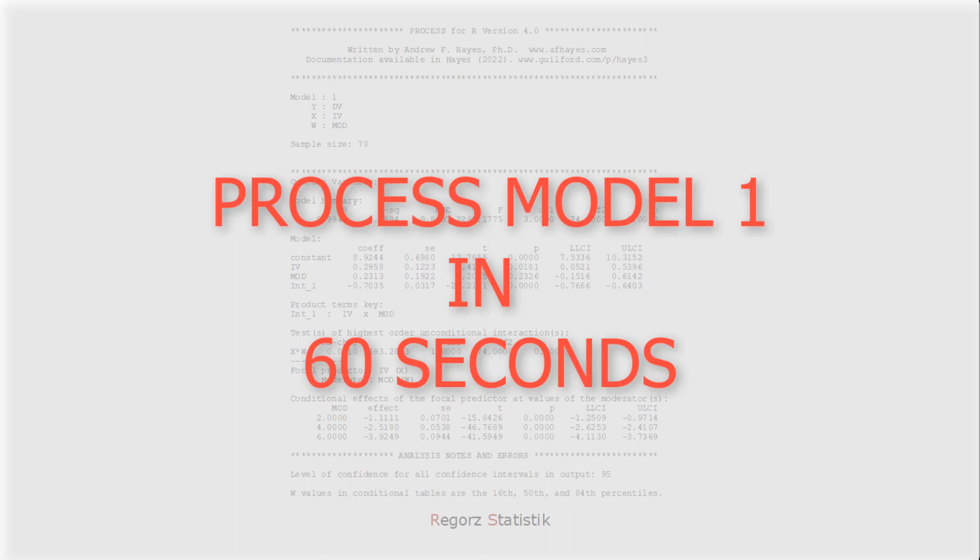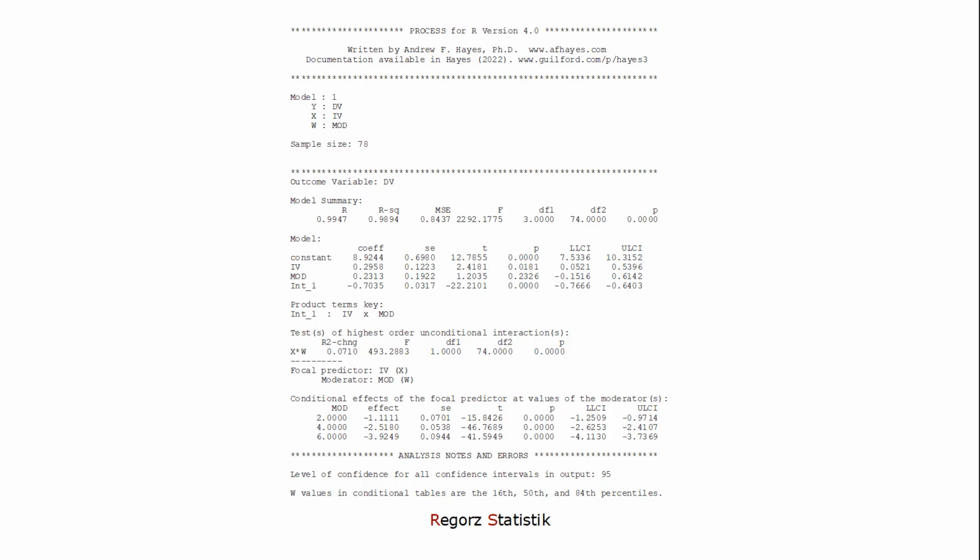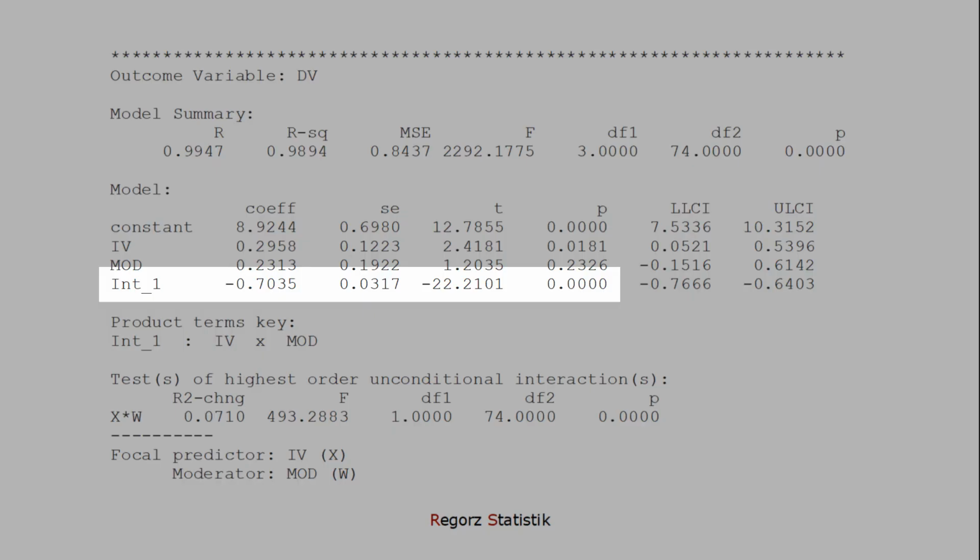In 60 seconds, I will show you how to interpret the output of Hayes Process Model 1, a simple moderation analysis. The key information is here, the test for the interaction between independent variable and moderator. If this is significant, as in this case, then and only then we have a moderation.